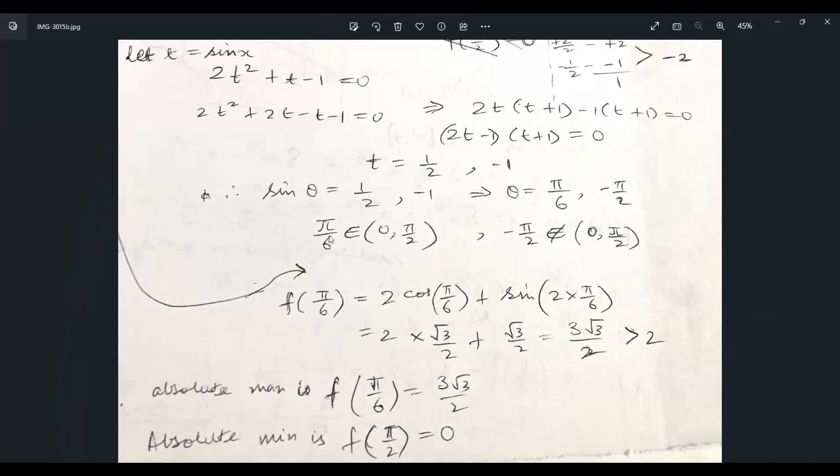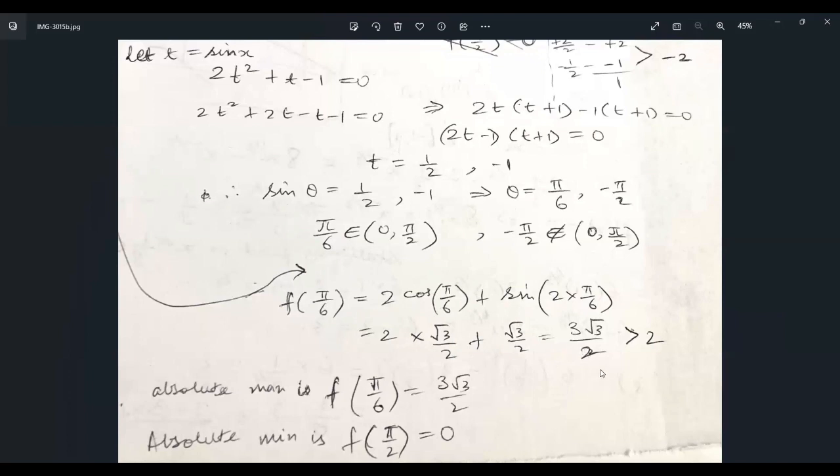Now to find whether it's a minimum or a maximum value, I find the value of f of x at pi by 6. The value of f of x at pi by 6 is equal to 2 cos pi by 6 plus sine 2 into pi by 6. So cos of pi by 6 is root 3 by 2, 2 into pi by 6 is pi by 3, and sine of pi by 3 is root 3 by 2. So I get the final value as 3 root 3 by 2 here.